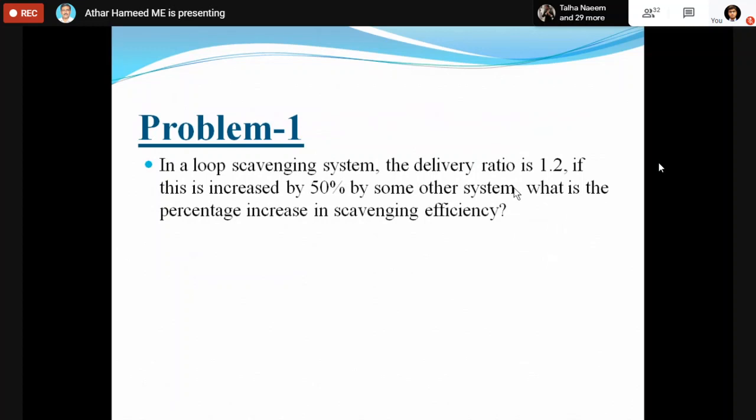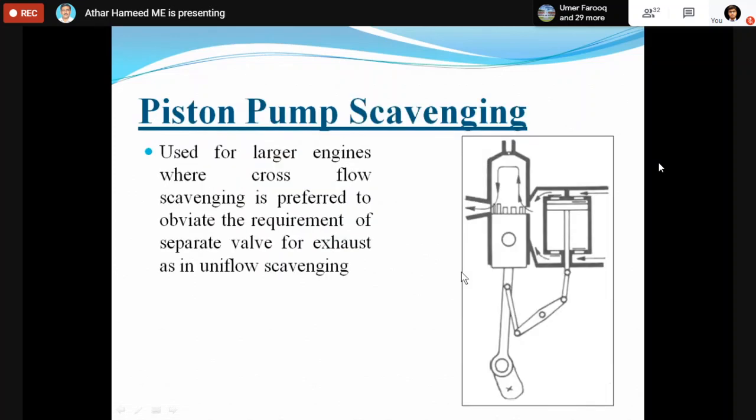So next we discuss the problems in a loop scavenging system, the delivery ratio. Okay, before this, if anyone has any query regarding these slides. Azizullah, is it clear to you? Yes, sir. Okay, thank you.